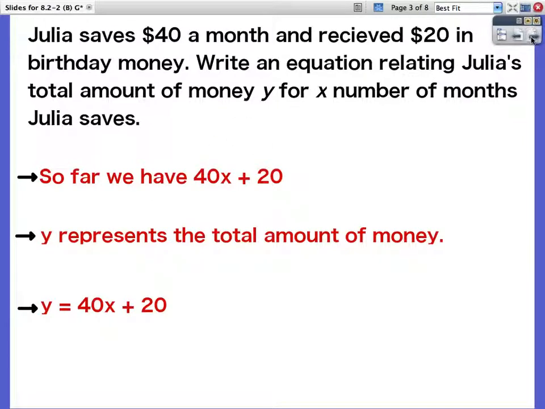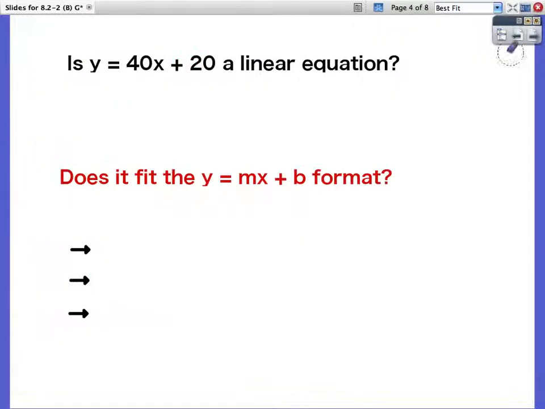There's one more question that I want us to consider when it comes to problems like this, and that is: is the equation we came up with linear? To do this, I want you to remember that a linear equation follows the format of y equals mx plus b. So the question is, is y equals 40x plus 20 a linear equation?